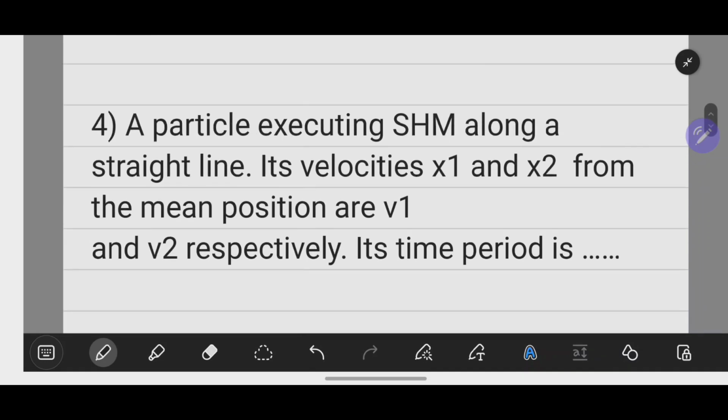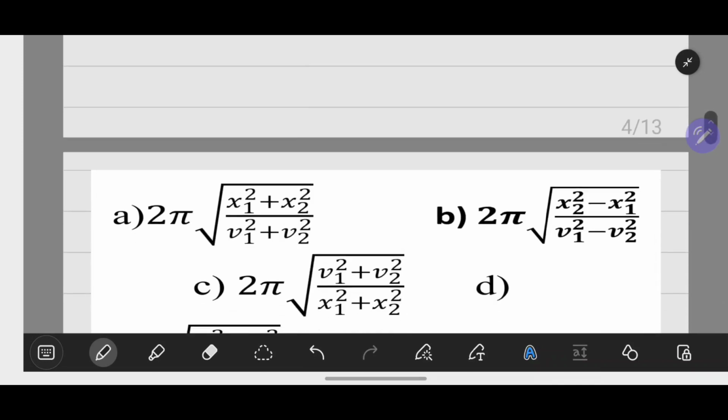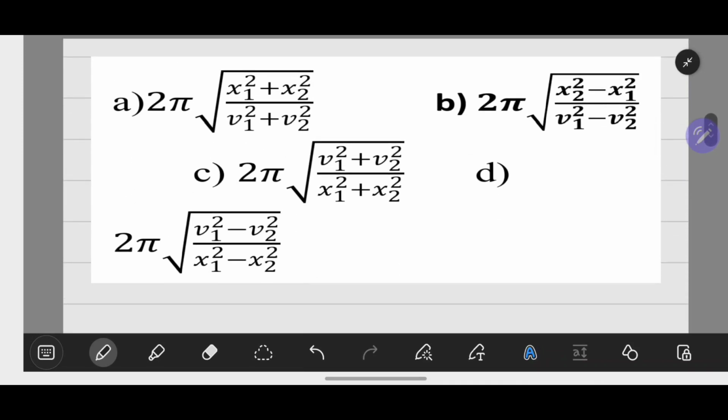Here it is. A particle executing simple harmonic motion along a straight line has velocities v1 and v2 at displacements x1 and x2 from the mean position. Its time period is how much? Option A is 2 pi under root of x1 squared plus x2 squared divided by v1 squared plus v2 squared. Option B is 2 pi under root of x2 squared minus x1 squared divided by v1 squared minus v2 squared.